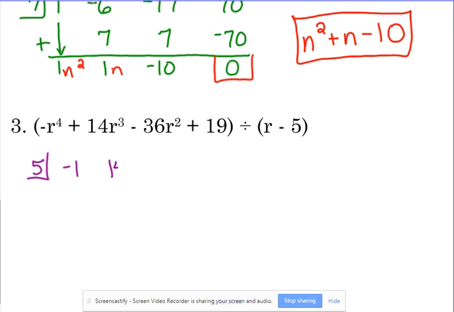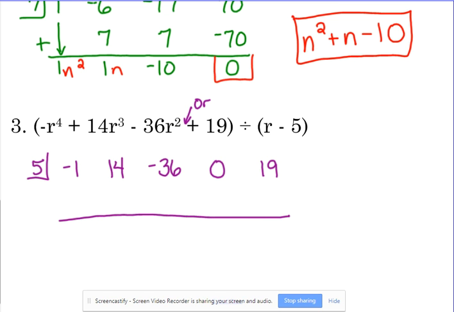Then our r cubed is 14, our r squared is -36, our r is missing. So what do you think we should put there if something's missing? 0. Perfect. Okay, we put a 0 there if something's missing. We don't put a 1, because that's what we put if it just doesn't have a coefficient. If the r is missing right here, we put a 0 in its place. All right, so let's do our division. It doesn't change our division. We just had to make sure we did that in the beginning.